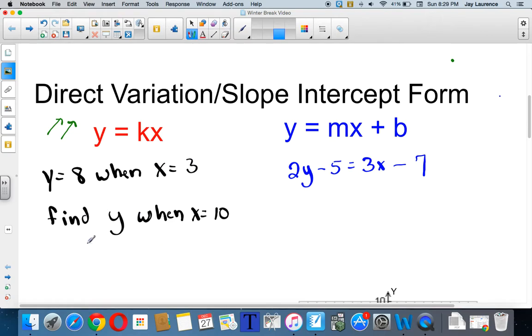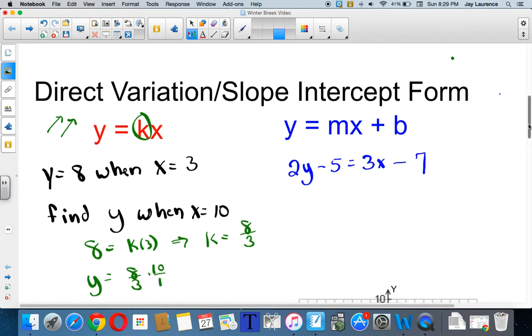Well, the first thing we do, we have to find k, right? Our constant of variation. So we say 8 equals k times 3. We solve for k, which tells us that k is 8/3, right? And then we want to find y. We don't know y. We know k is now 8/3, and it says x is 10. So we multiply here, and we'll be able to figure out y.